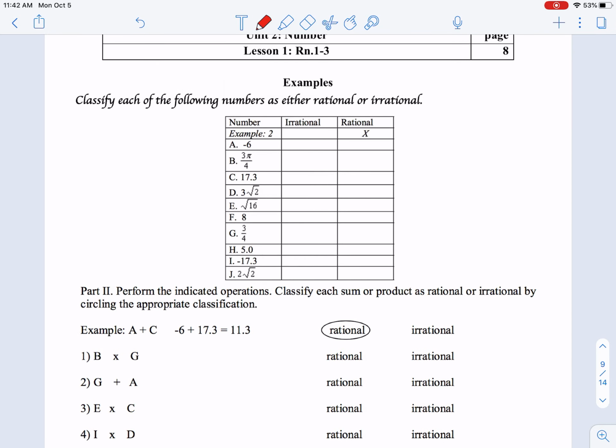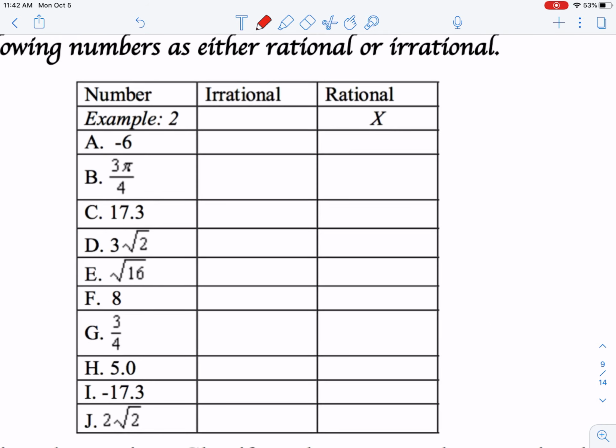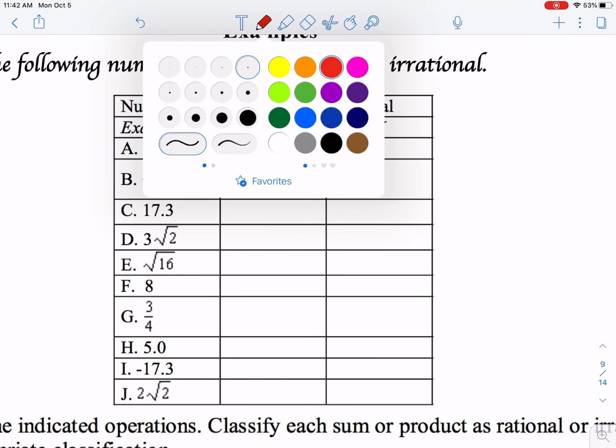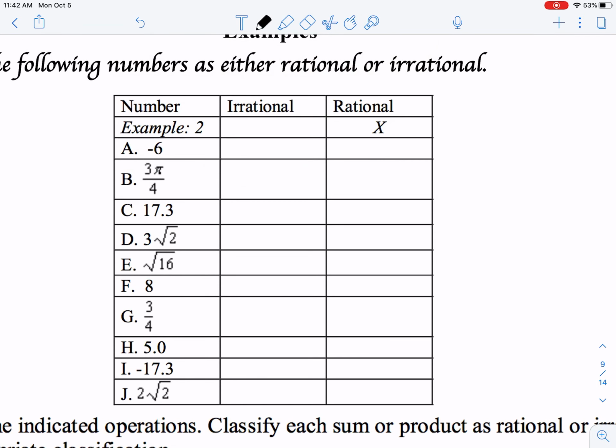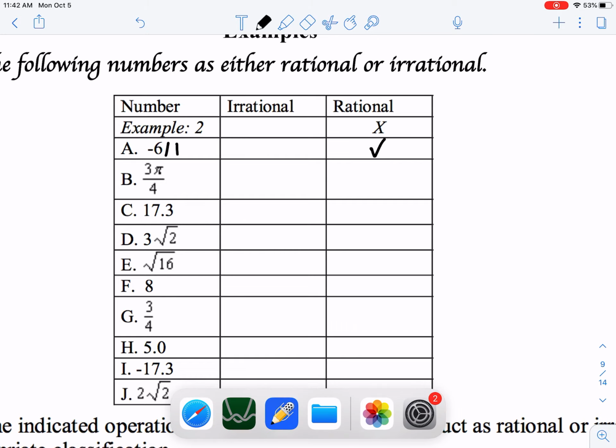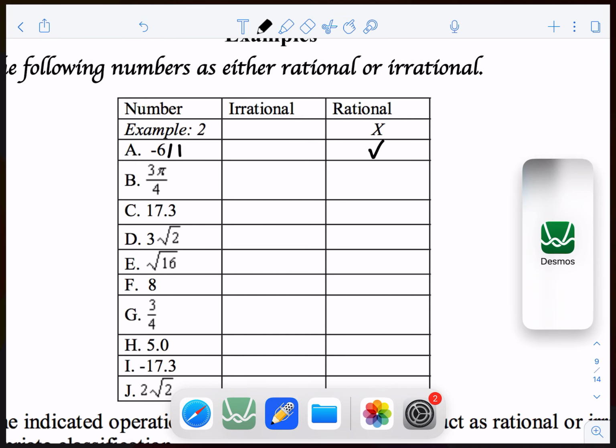So, on page 8, what I want to start off by doing is putting a check mark or an X, or some kind of way to identify something being either rational or irrational. -6, it's a pretty number. I can write it over 1 to make it a rational number. 3 pi over 4, I'm not 100% sure about.